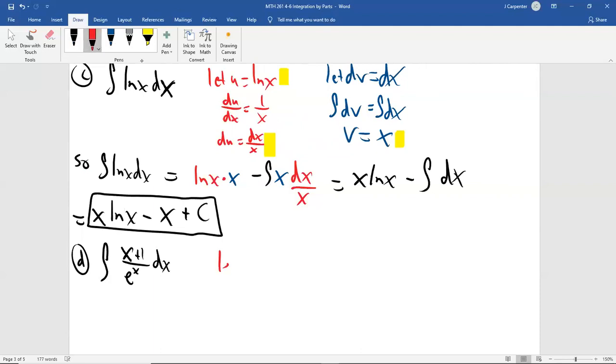So we say, let u be the simpler part. What do you think simpler, x plus 1 or e to the x? I think x plus 1 is simpler. Polynomials are simpler than anything else. Exponentials, radicals, rationals, etc. When you take its derivative, the derivative of x is 1, the derivative of 1 is nothing.